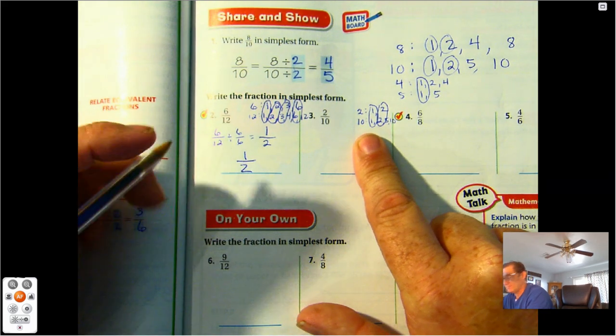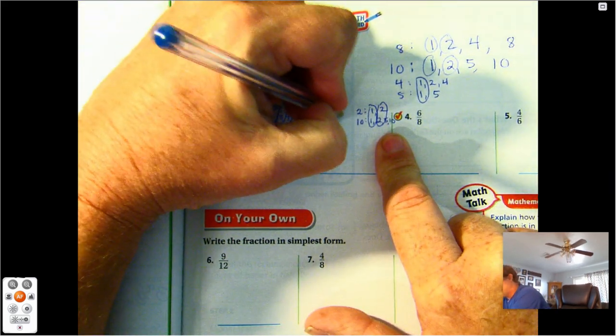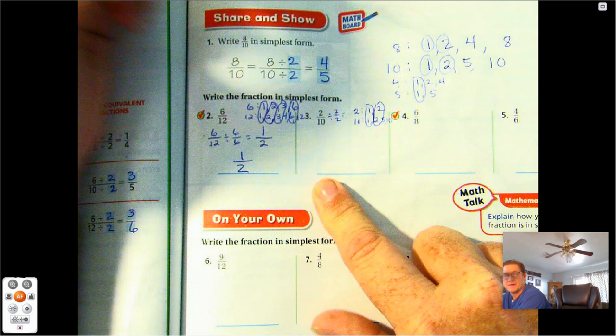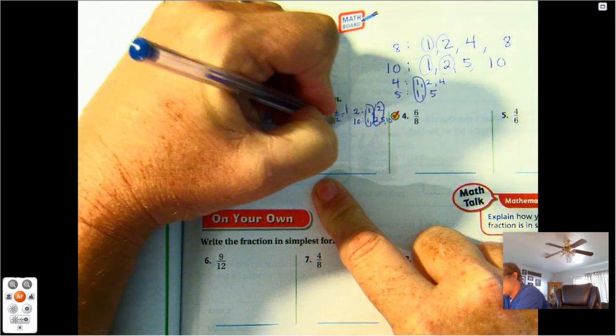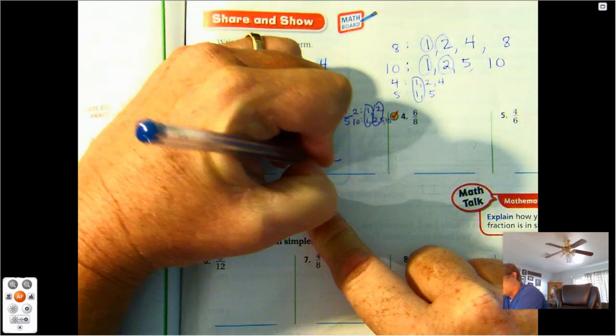2. Since 2 is greater than 1, let's divide by that. 2 divided by 2 is 1. 10 divided by 2 is 5. And I know that that has to be in simplest form because the only factor of 1 is 1.